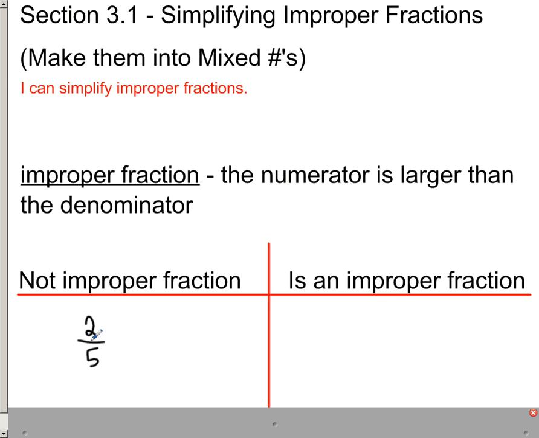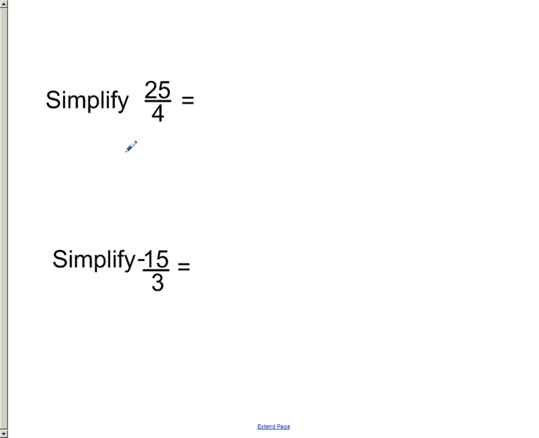Just look at the top number, that's the numerator. Is the numerator bigger than the denominator? If it's not, it's not an improper fraction. If it is, 5 is bigger than 2, it's improper. And we can turn these improper fractions into mixed numbers. So that's what we're going to be doing.